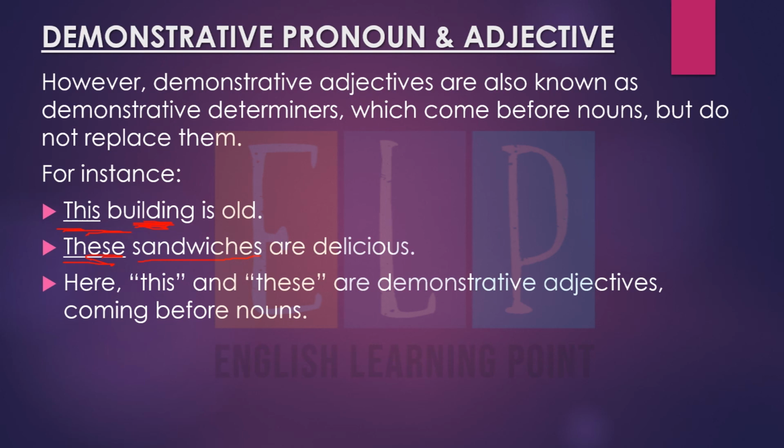This, that, these and those, these all are what? These all are demonstrative pronouns and demonstrative adjectives too. But how can we differentiate them? We can differentiate them in this way: if it comes before a noun, it will be called a demonstrative adjective. But if it is used in place of a noun, it will be called a demonstrative pronoun. Hopefully it will be clear to all of you.